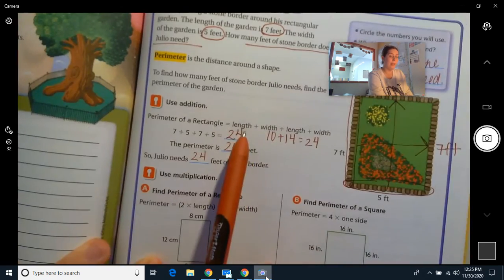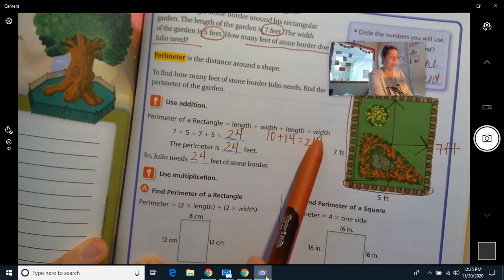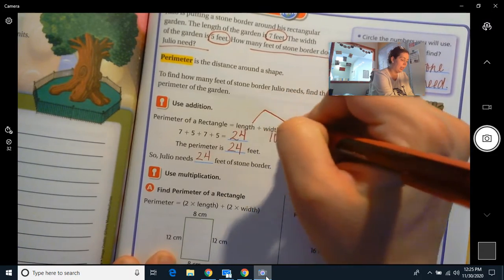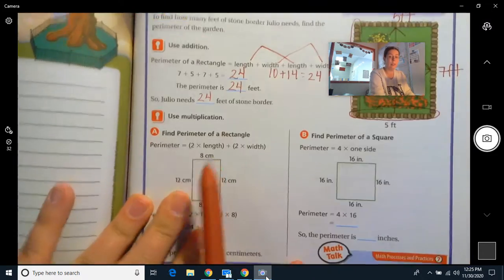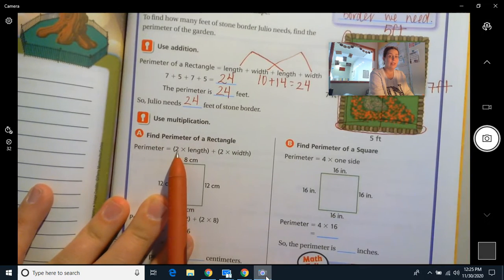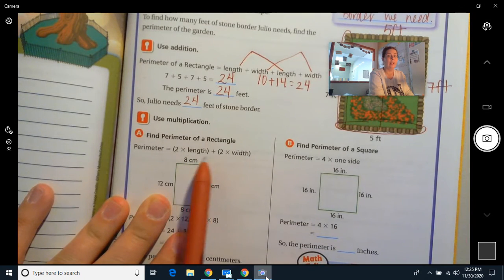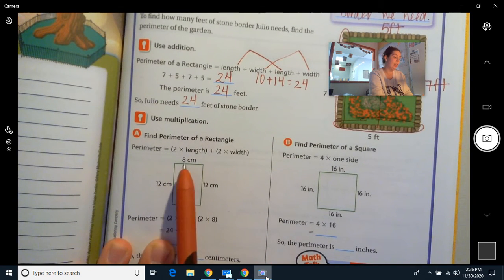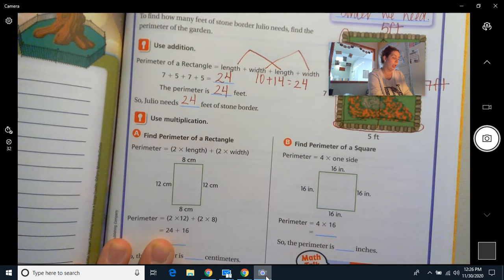Well, this one up here was length plus width plus length plus width. If I look at this problem here, I have 2 lengths right there and I have 2 widths. That's where this formula comes from. Instead of having to add 4 numbers, I multiply and then only have to add 2 numbers. So here is my new shape. It's saying my width is 8, my length is 12. Length is always the longer side, width is the shorter side, okay?